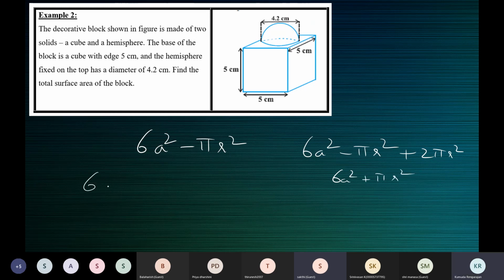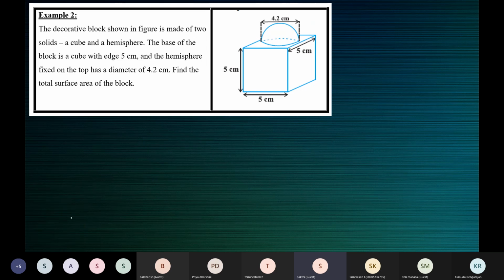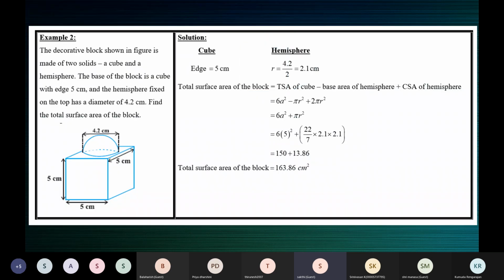I've accounted all the 6 faces, 6a square, but then you realize, oh no, on the 6th face pi r square area is not there. So you subtract pi r square, and then you add the CSA of the hemisphere. Please write down.